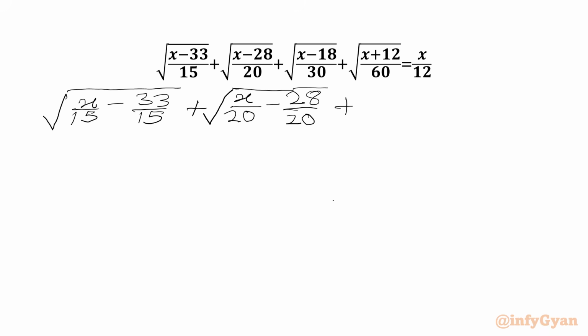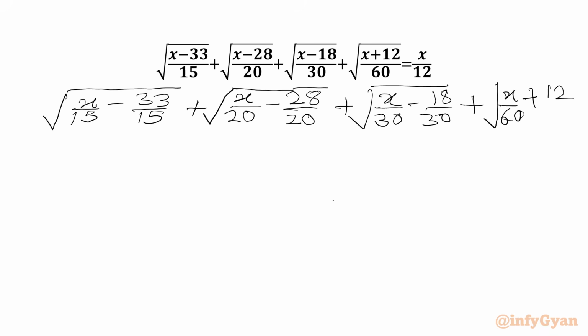Then we have square root of x minus 18 over 30, which we will write as x over 30 minus 18 over 30. Then we have the fourth square root of x plus 12 over 60, we will write x over 60 plus 12 over 60. In the RHS we have x over 12, we will write x over 12.